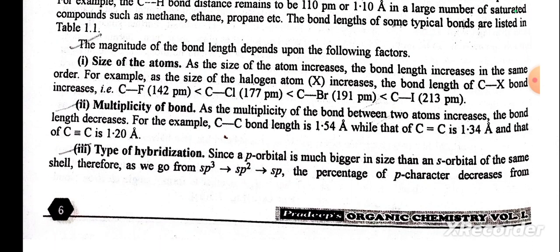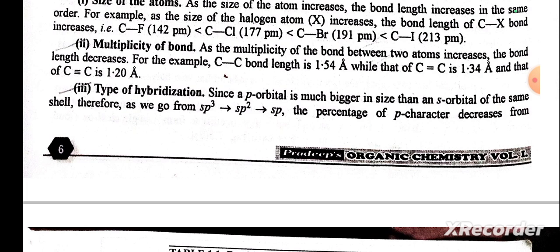The magnitude of the bond length depends upon the following factors. First is the size of the atom. As the size of the atom increases, the bond length increases in the same order. For example, as the size of the halogen atom increases, the bond length of the carbon-halogen bond increases.